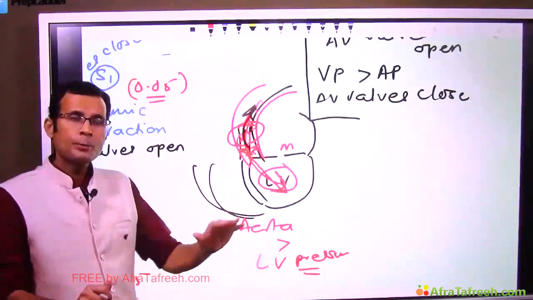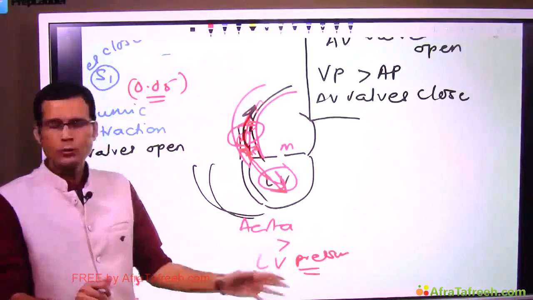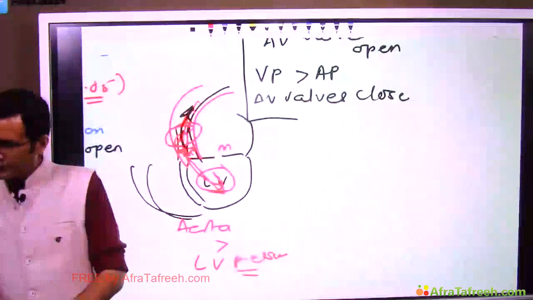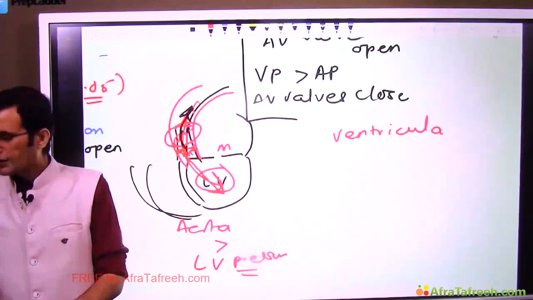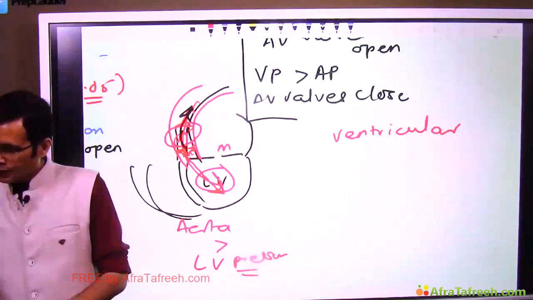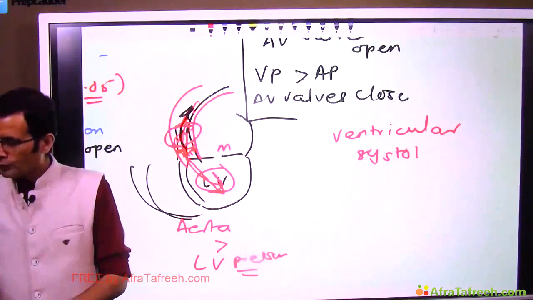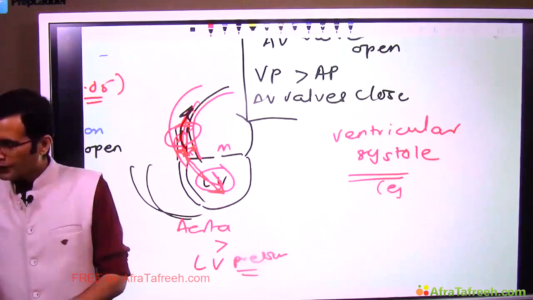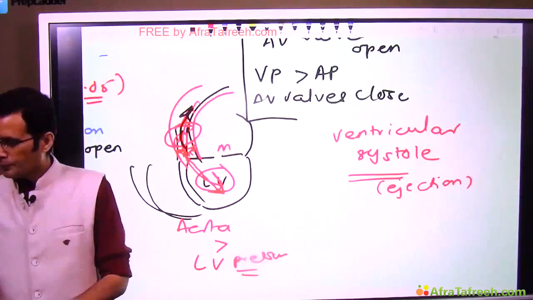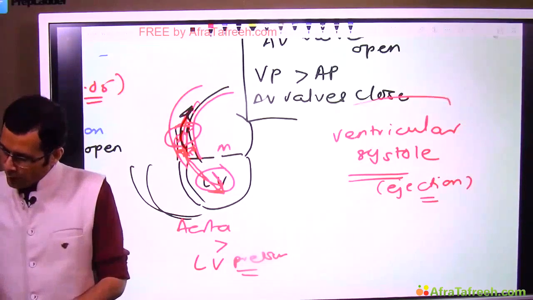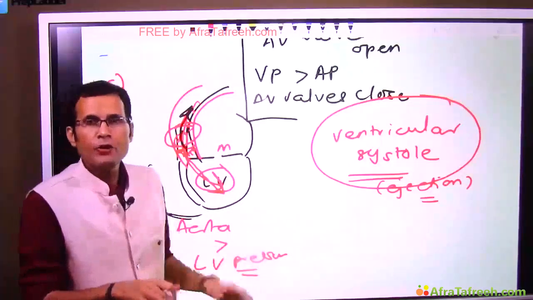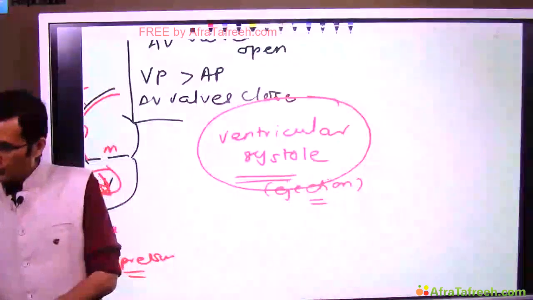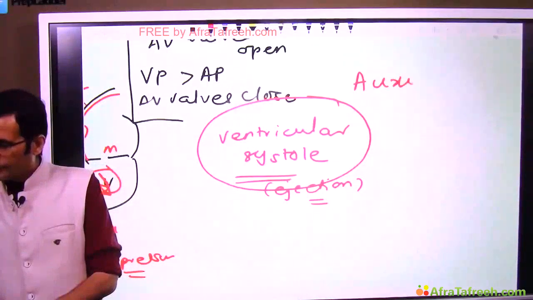First was myotonic contraction, atrial systole. Similarly, another type of contraction that I wanted to mention is ventricular systole, and particularly the ejection, during the ejection. Ventricular systole is a type of contraction which is called as oxotonic contraction.